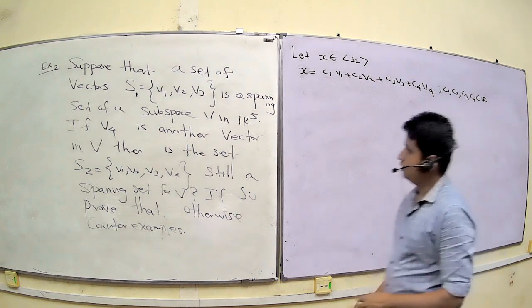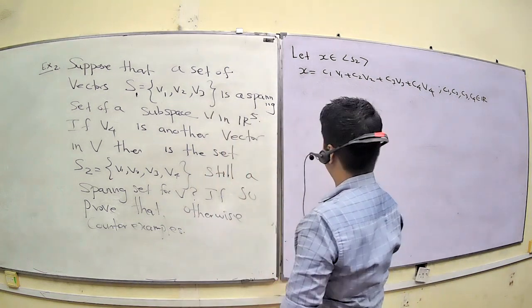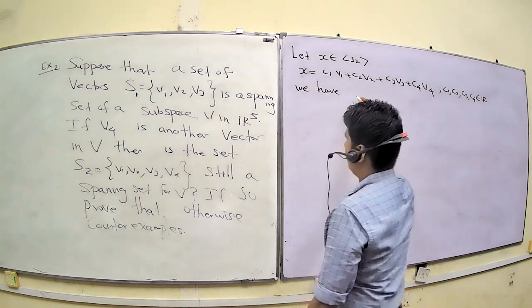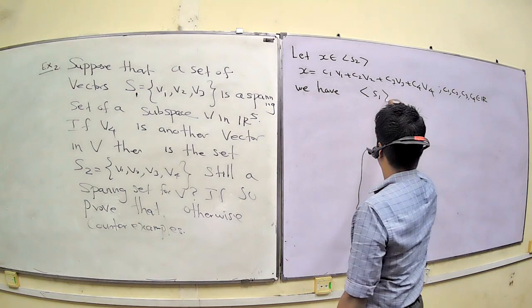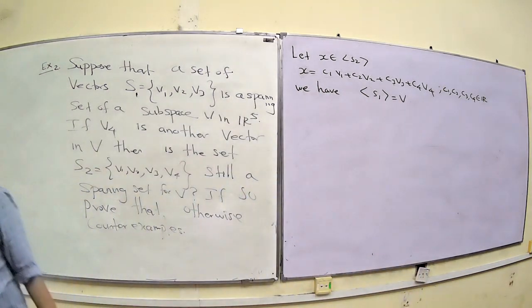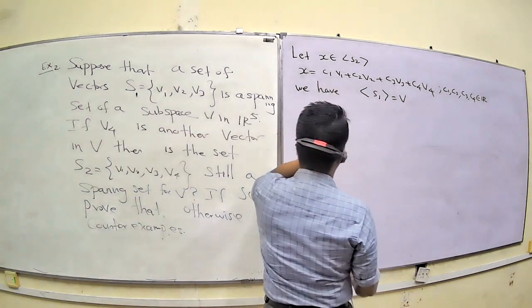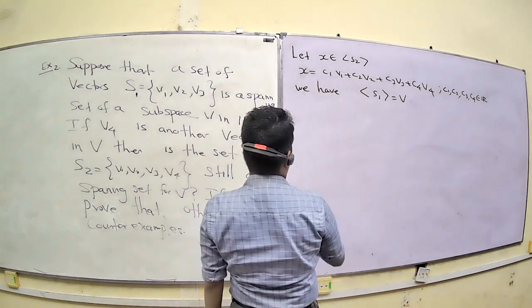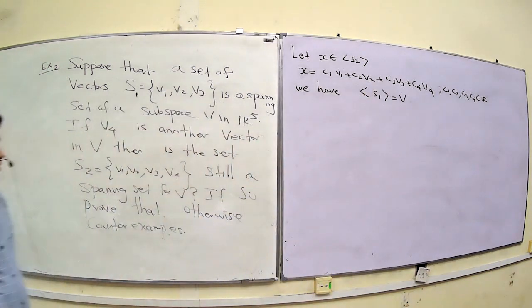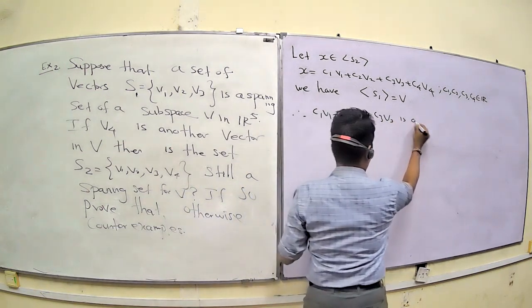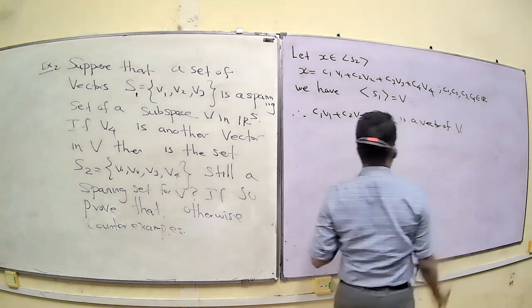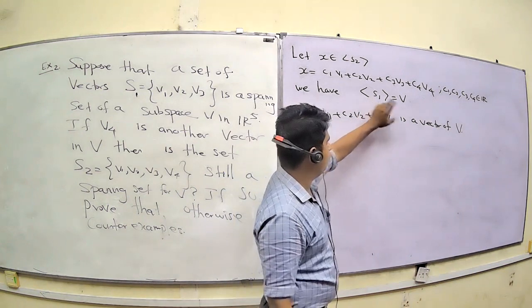Now, the given condition is that S1 satisfies the span condition. We have span of S1 equal to V. So span of S1 equal to V means you can say C1 V1 plus C2 V2 plus C3 V3 is a vector of V, because the span of S1 is equal to V. It's a vector of V.